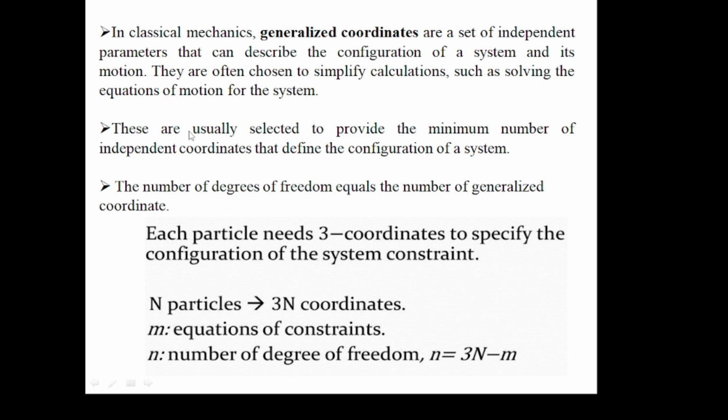So the generalized coordinates are usually selected to provide the minimum number of independent coordinates that define the configuration of a system, and the number of degrees of freedom is always equal to the number of generalized coordinates.